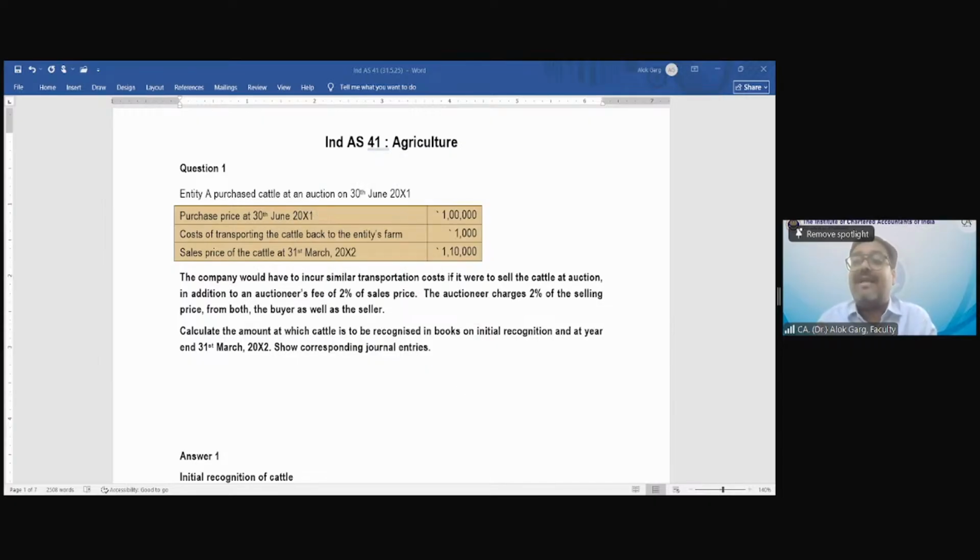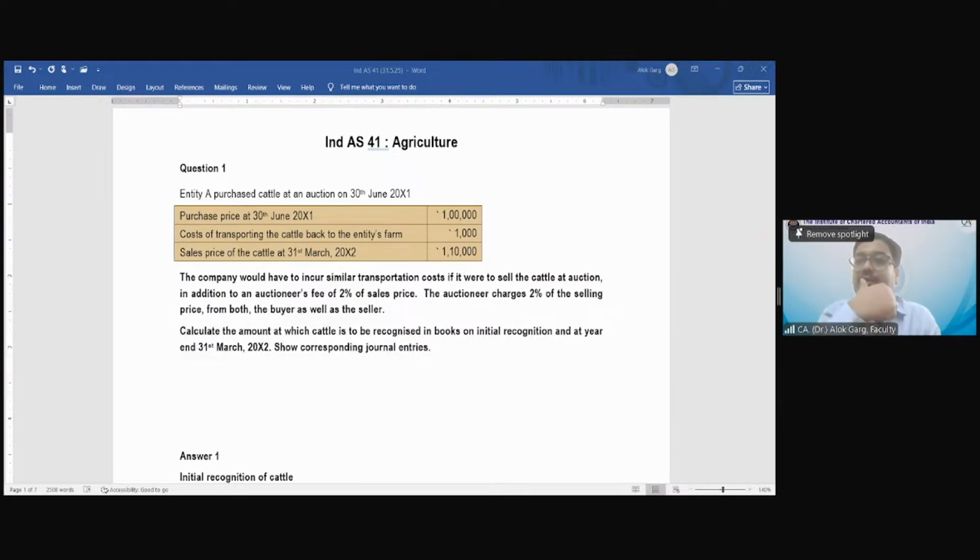So you have recognized the cattle, biological asset cattle account debit at 97,000 rupees, to cash, to bank, 1 lakh 3,000 rupees. Purchase cost and transportation and auctioneer charges. Right?